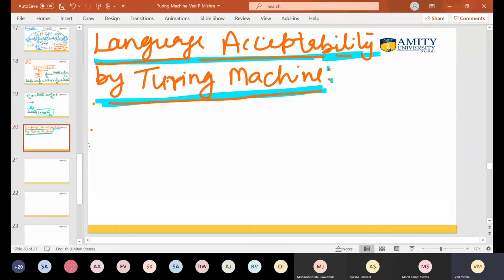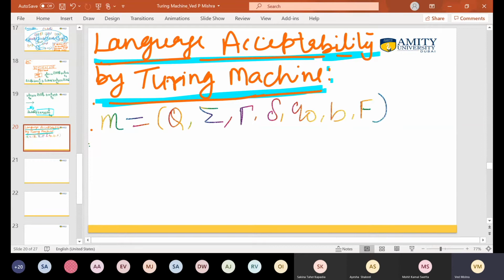Let's consider a Turing machine M. Suppose that your Turing machine M has how many tuples? How many tuples are there in the Turing machine? 7. So these are the 7. Do let me know if I am forgetting anything here. Is this the 7?